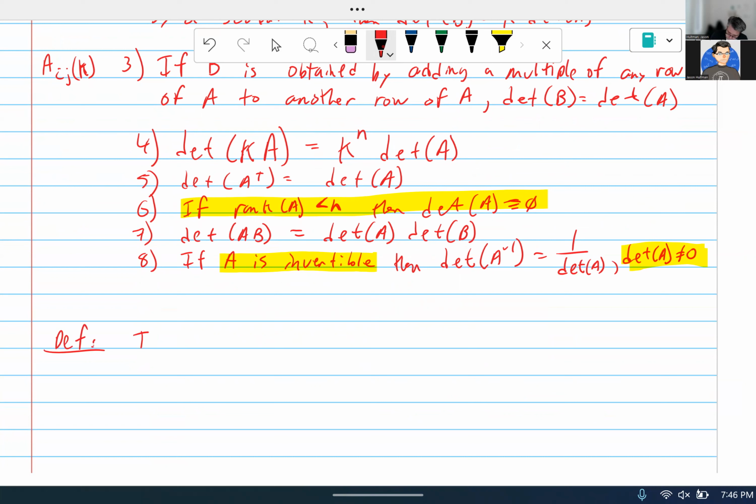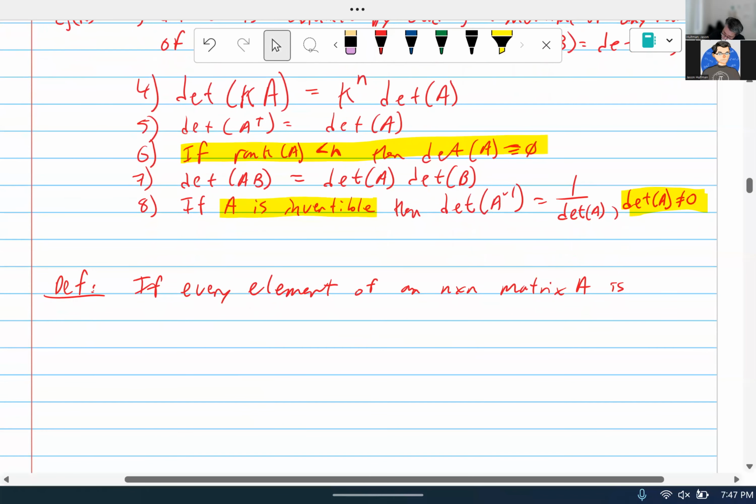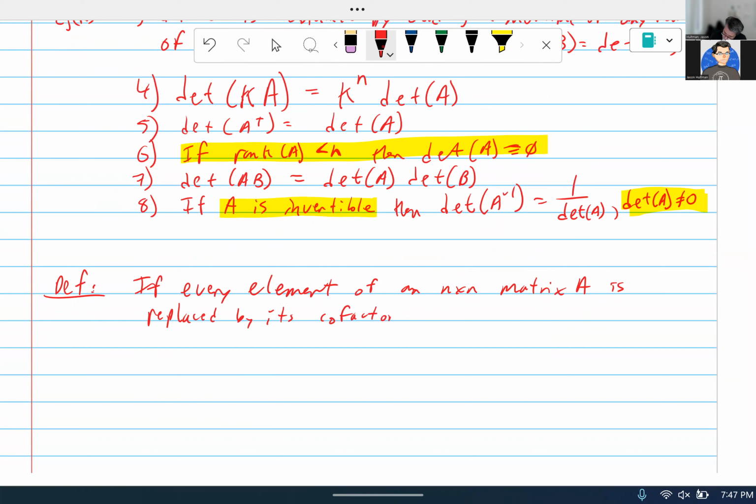Okay, definition. If every element of an n by n matrix A is replaced by its cofactor, the resulting matrix is called the matrix of cofactors, and is denoted as M sub C.